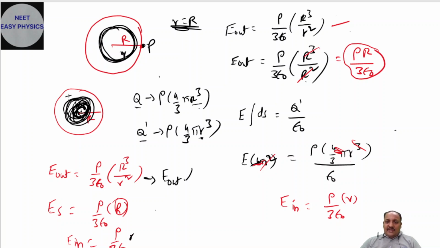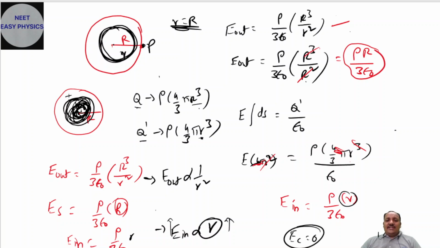E outside is inversely proportional to r square, but E inside is directly proportional to r. If r increases, the E value will increase. From center to surface it is going to keep increasing. What is its value at the center? The r value is going to be 0, therefore at the center it is going to be 0. It increases from 0 to rho R by 3 epsilon naught when it comes to the surface. Correct? Inside it is directly proportional, outside it is inversely proportional.